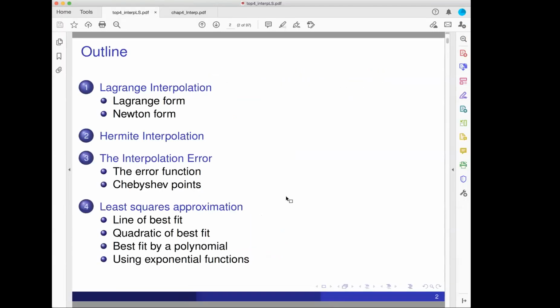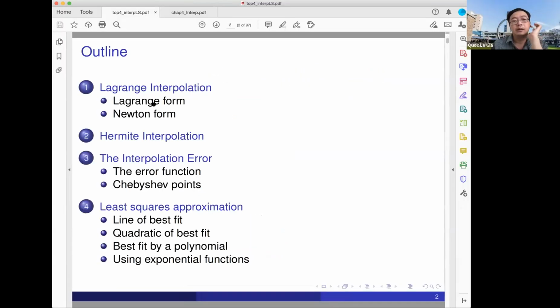So I will introduce what is interpolation, and there are two famous mathematicians associated with the two forms of interpolation. One is Lagrange, a French mathematician, and the other is Newton. So everyone knows Newton, right? Newton has contributed to the interpolation problem as well.